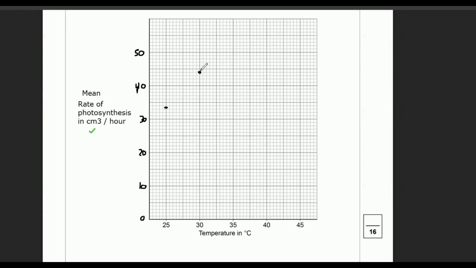Don't know why I'm finding it incredibly hard to draw at the moment. Right. The next result is 35 and 40.8. So I'm going to go 35. Let's go 40.8. That's almost 41. So I'm just going to put it just below the line, but still above that line.